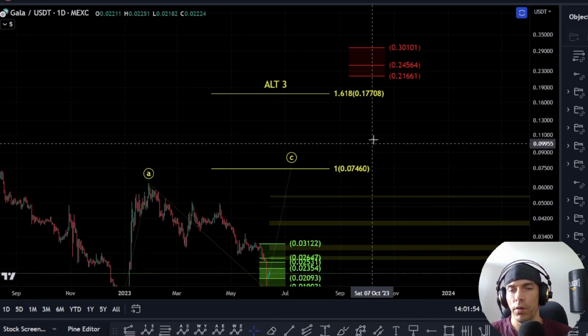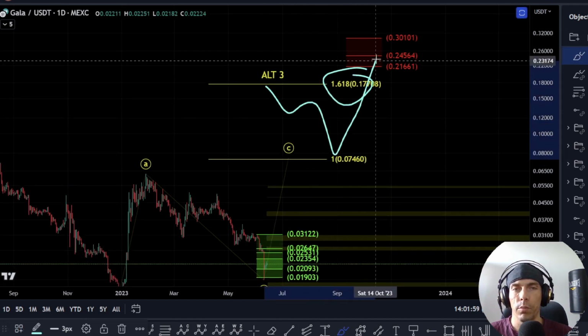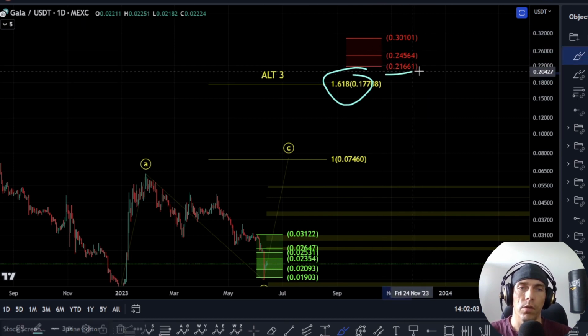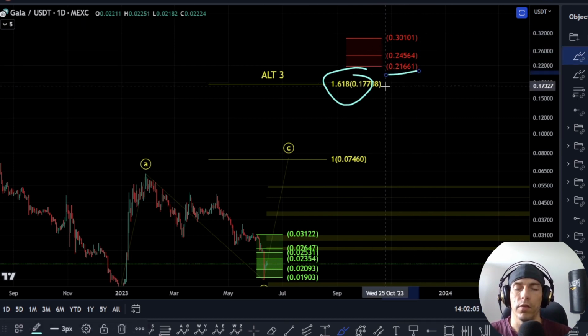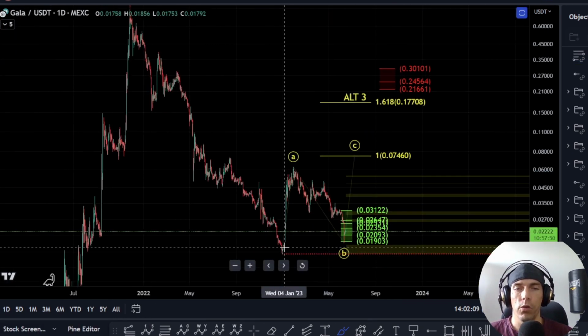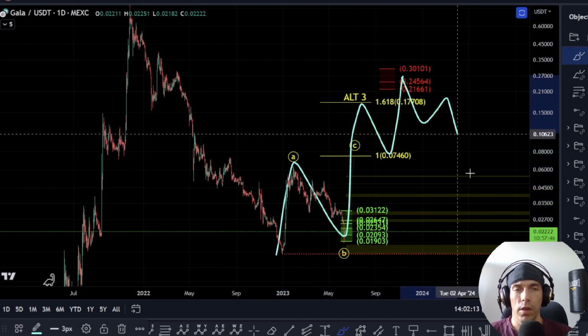017708. Now, if we did get a move up here to this 1.618, we would then be looking for an additional fourth and potentially a fifth wave, looking to bring us up into this 030 to this 021661 region. Now, the key thing here is that if we do get this develop as a 5-wave move to the upside, we would want to see how we retrace.